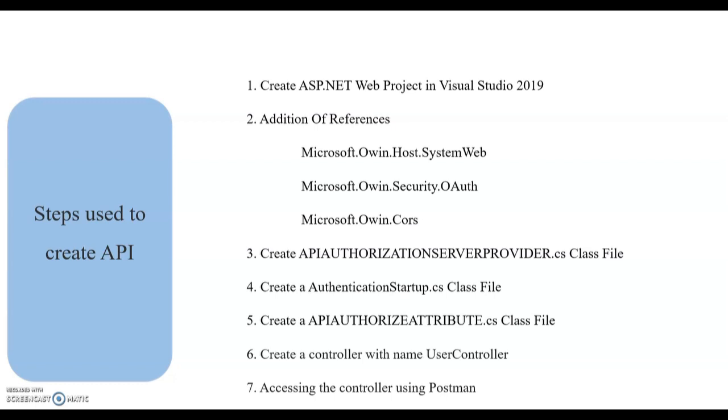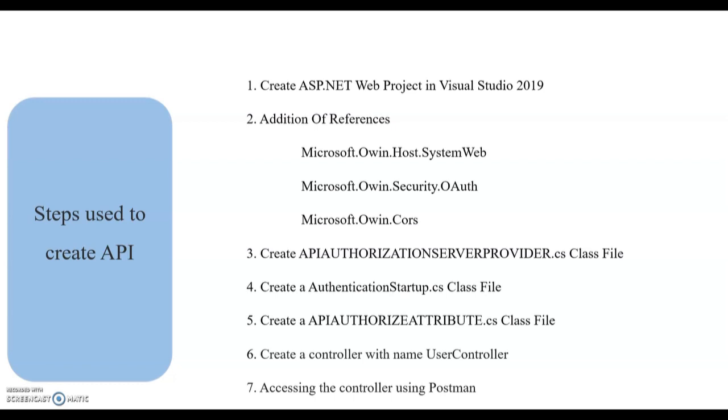Then we have to add the references like Microsoft.Owin.Host.SystemWeb, Microsoft.Owin.Security.OAuth, and Microsoft.Owin.Cors. Then we have to create the API authorization server provider class, and in step 4 we have to create an authentication startup class. Here we need to create a new class to implement the configuration provider and create an instance of class API authorization server provider.